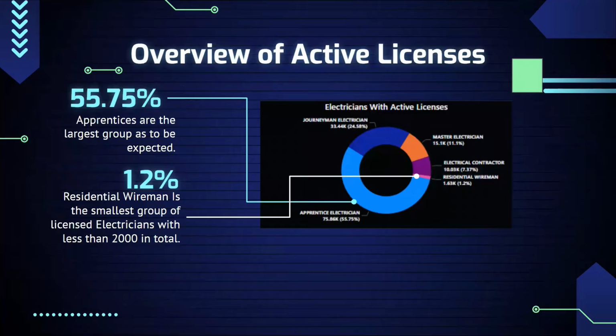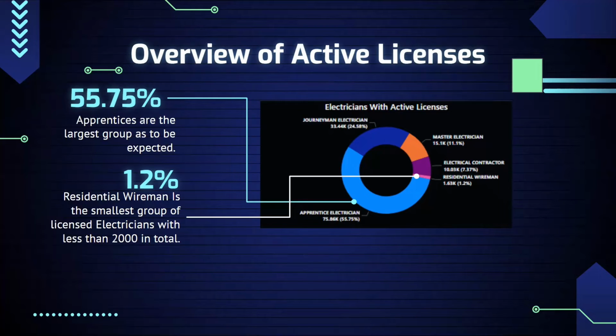Overview of the active licenses. The apprentice electrician section is more than half. So the barrier for entry is really low. Like I said, it's just $20 and you sign up with TDLR and they issue you the license. And then journeyman electrician is the second biggest.